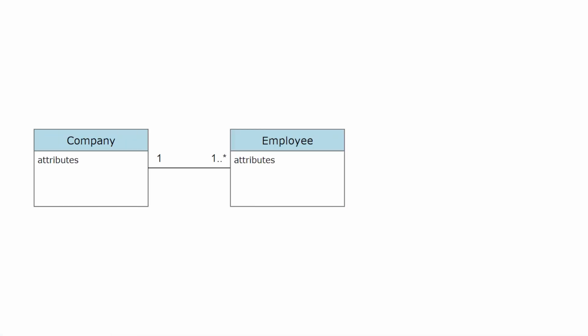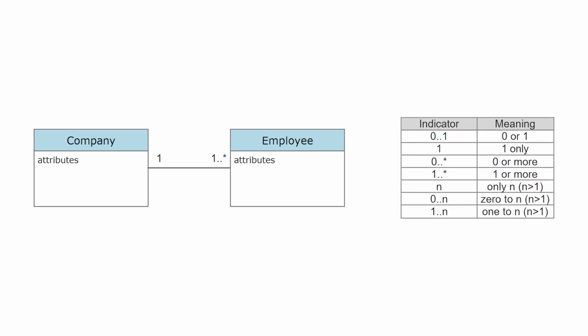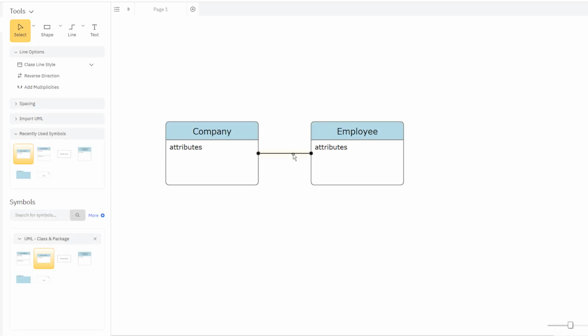UML class diagrams often use a multiplicity notation to indicate the number of instances of one class linked to one instance of the other class. For example, one company will have one or more employees, but each employee works for just one company. You can show multiplicity by selecting a line and clicking Add Multiplicities in the line subsection. This will put a placeholder multiplicity notation at both ends of the selected line.